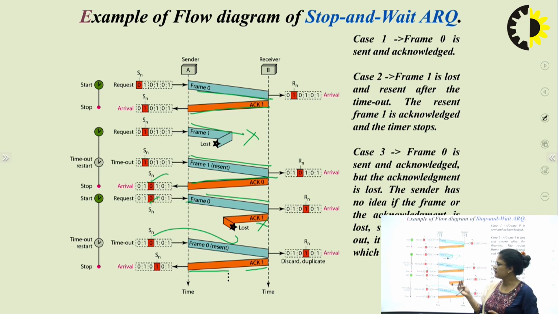wait ARQ. Similarly, we have a little bit more complexity for the other two protocols, which are also called go back and selective repeat. We'll be talking more on that maybe in some of the slides or in some of the classes. For the time being, I'm winding up on this.